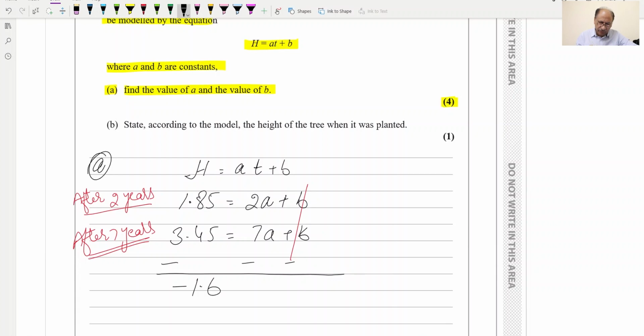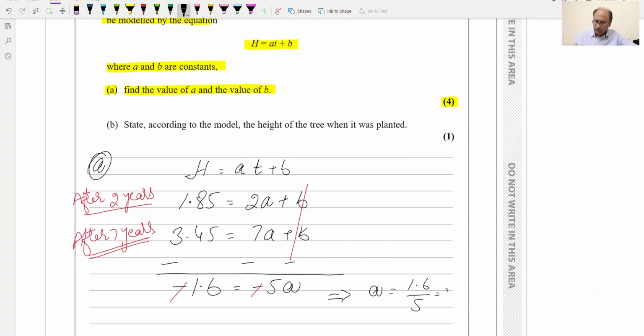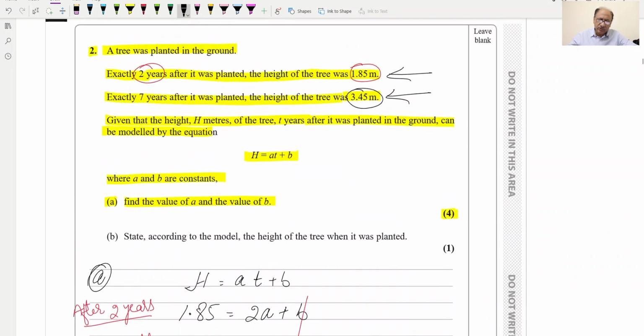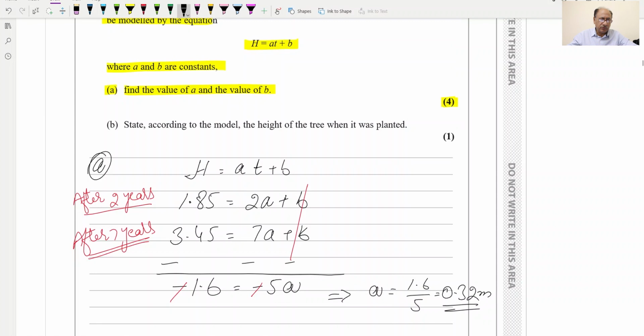So minus 1.6 is equal to minus 5a, and AB is cancelled. So this minus we can cancel with this, and this implies a value will be equal to 1.6 over 5, and this will be equal to 1.6 divided by 5, which is 0.32. 0.32 will be the answer, and this will be in meters because m is in meters. So okay, this is done.